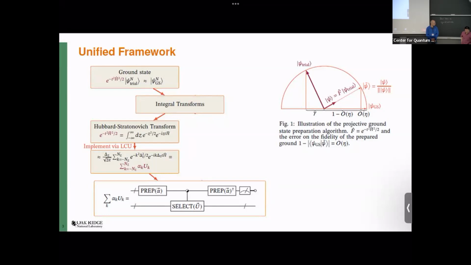So this is a non-unitary operator. To implement it, the typical way is to do block encoding of this one. Yeah, I don't know.